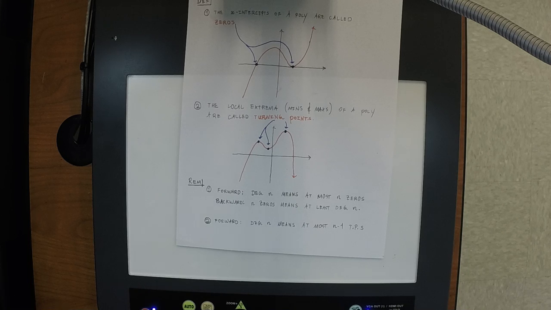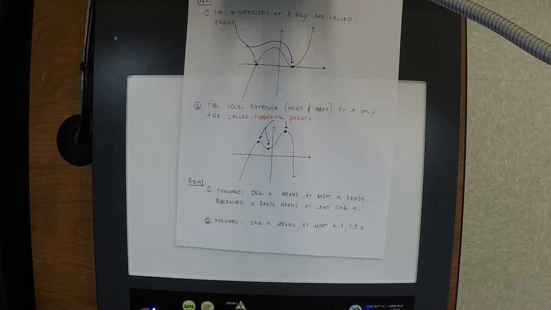So for example, in your mind's eye, imagine a parabola. What is the degree of a parabola? 2. And how many turning points does a parabola have? 1. Okay. So how about now, if I was to give you a polynomial of degree 3, what is the maximum number of turning points? 2. It can have 2.